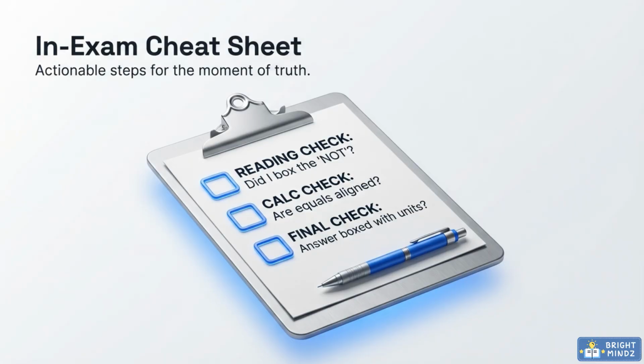Here's a mini cheat sheet you can use during the exam, especially in the last minutes. First, do a reading check. Glance back at the question and make sure any words like not or except are clearly noticed and matched by your answer. Second, do a calculation check. Quickly scan numbers and signs and see that both sides of any equation make sense. Finally, highlight your final answer, box or underline it, and confirm the units are written and correct.